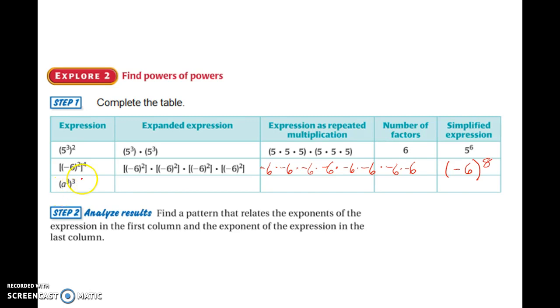If we look at this one, we have a to the 3rd, all to the 3rd power. So we would write a to the 3rd 3 times. And then I want you to pause the video and figure out what that would be written as repeated multiplication.